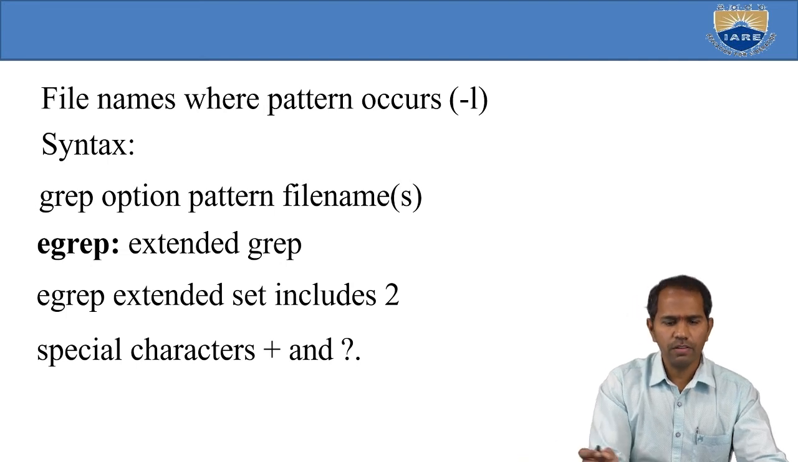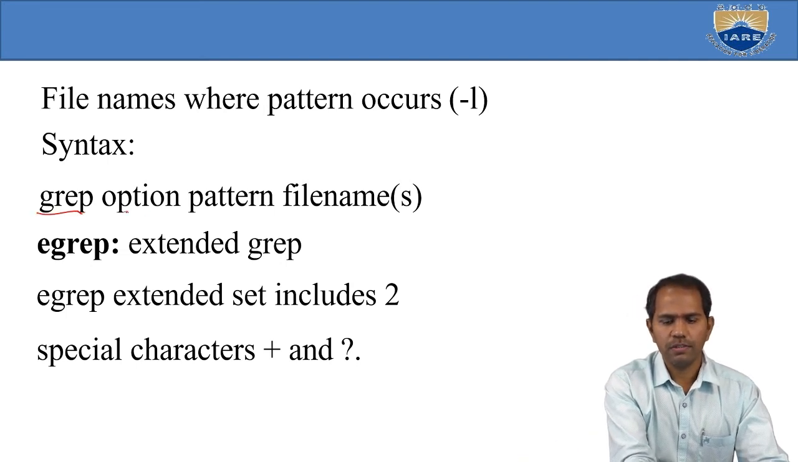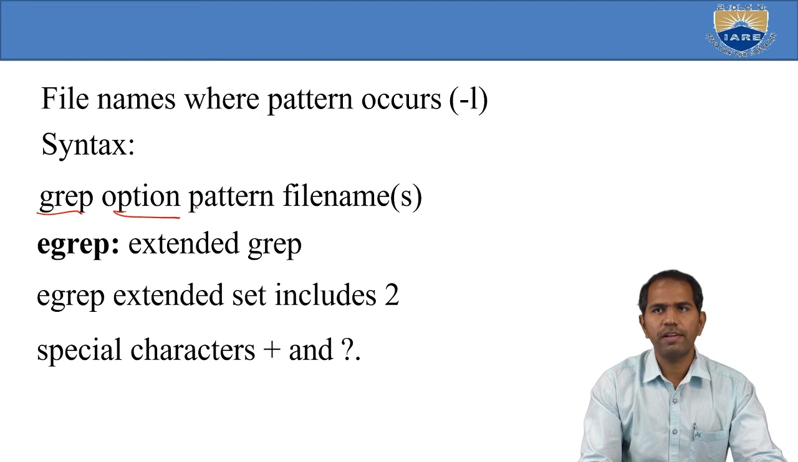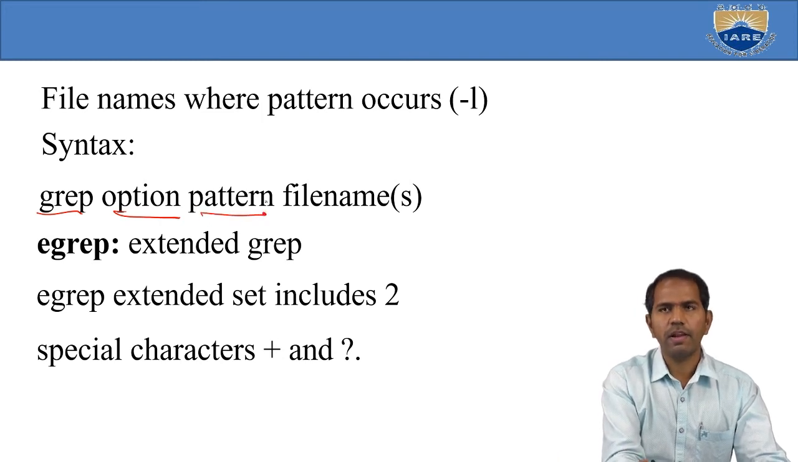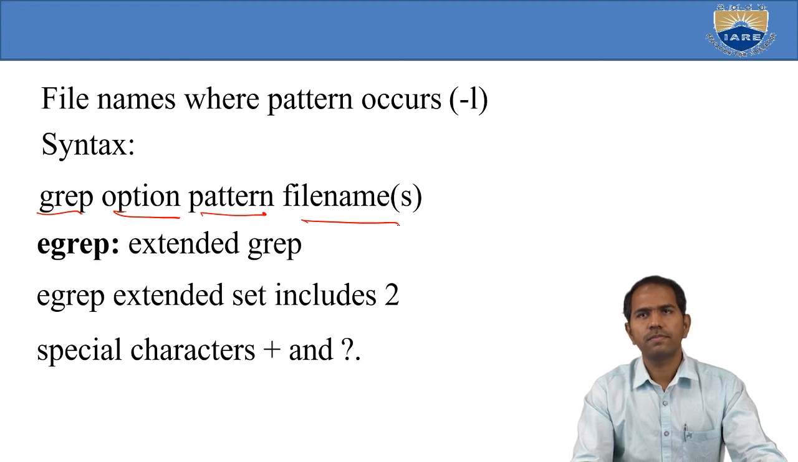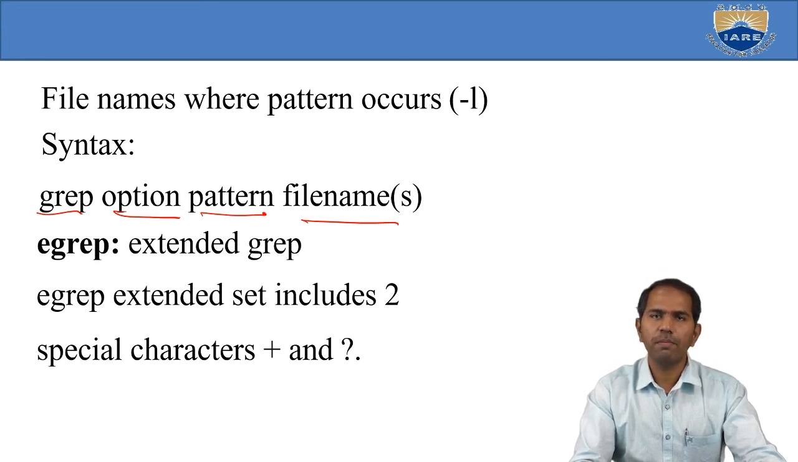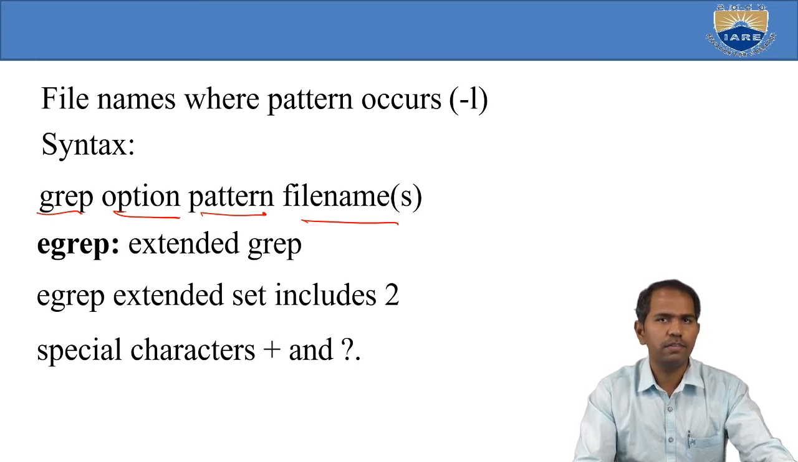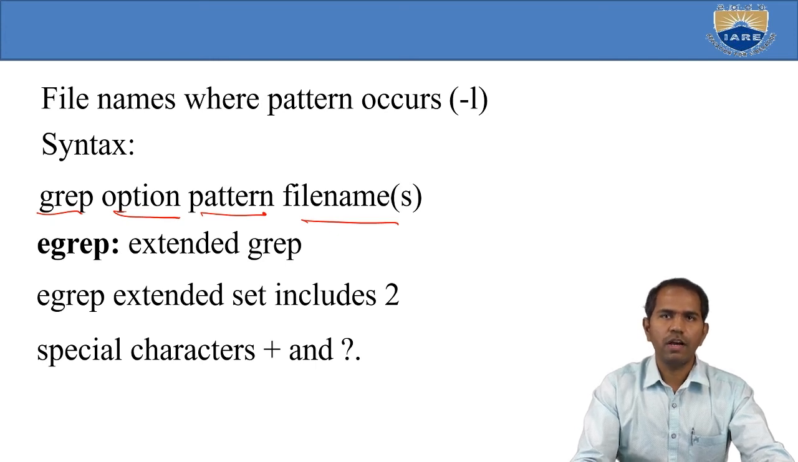Then write the grep command with the options minus v, minus n, minus c, the pattern name like IRE, and then give the file name. So this is the syntax for our grep command. The grep command finds occurrences of a pattern, so how many times the specific pattern has occurred, we can see that with options.